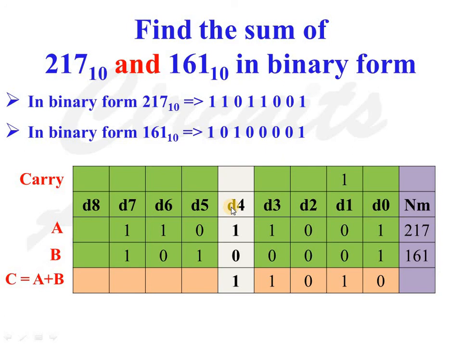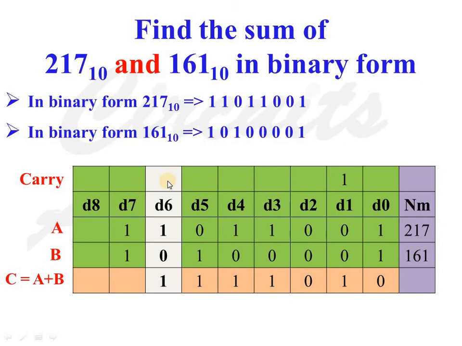So for the next significant bit, the inputs are carry in is equal to 0, A is equal to 1, B is equal to 0. 0 plus 1 plus 0 is equal to 1. So sum bit is equal to 1, carry bit is equal to 0. So for the next significant bit, carry in is equal to 0, A is equal to 0, B is equal to 1. So 0 plus 1 is equal to 1, sum bit is equal to 1, carry out is equal to 0.